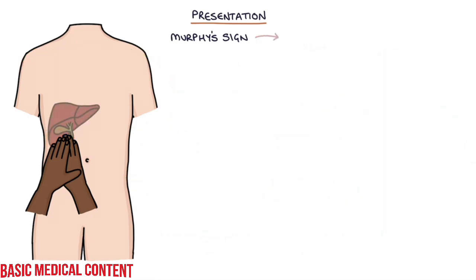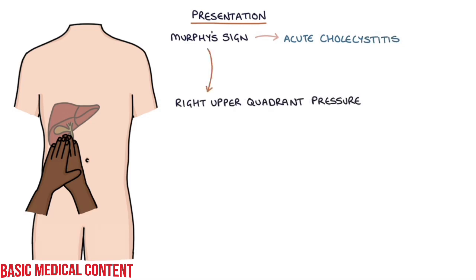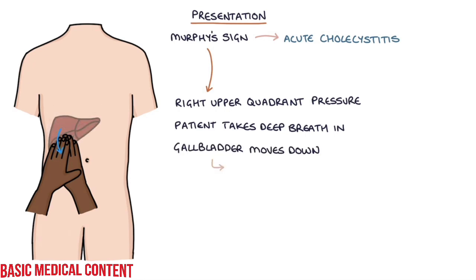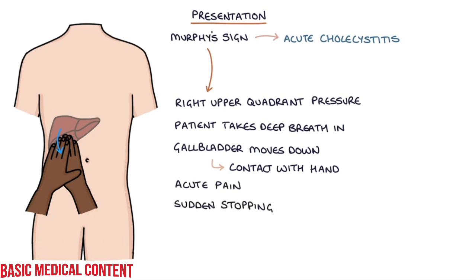Murphy's sign, which is suggestive of acute cholecystitis, can be tested by placing a hand in the right upper quadrant and applying pressure, asking the patient to take a deep breath in, and when the patient does this, the gallbladder will move downwards during inspiration and come in contact with your hand. Stimulation of an inflamed gallbladder as it rubs past your hand during inflammation will result in acute pain and sudden stopping of inspiration. So if the patient experiences sudden acute pain as well as stopping breathing in, this is a positive Murphy's sign and suggests acute cholecystitis.